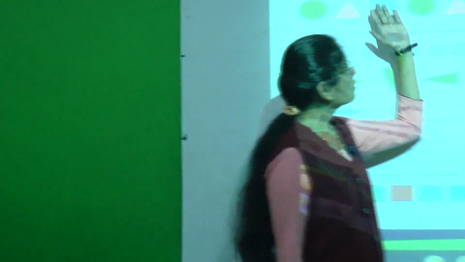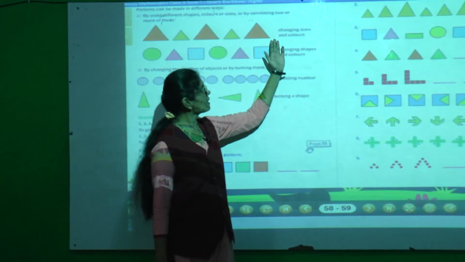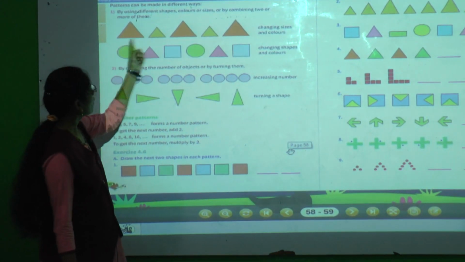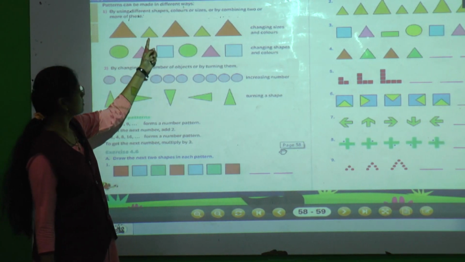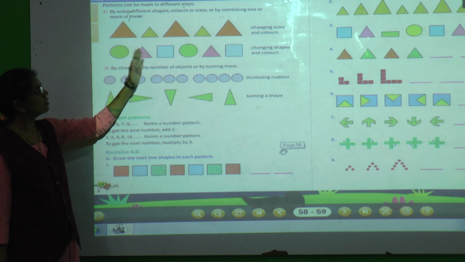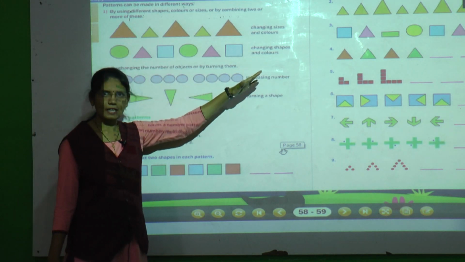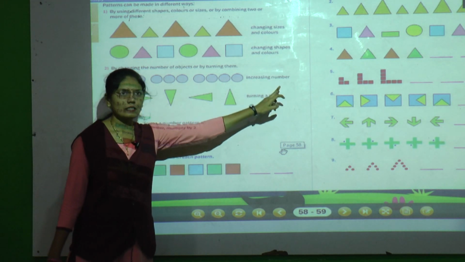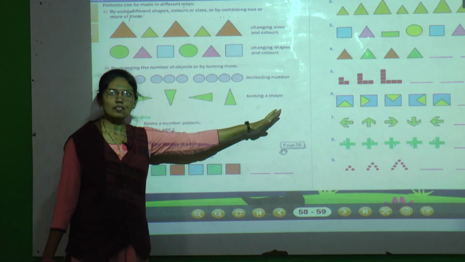Students, in the last session what we had learned, we have seen the different patterns. The patterns by changing sizes and colors. Now you can see here all are triangles, only the size of the triangles are different. Then we have seen the patterns by changing the shapes and colors also. Then pattern by increasing numbers and by turning a shape.